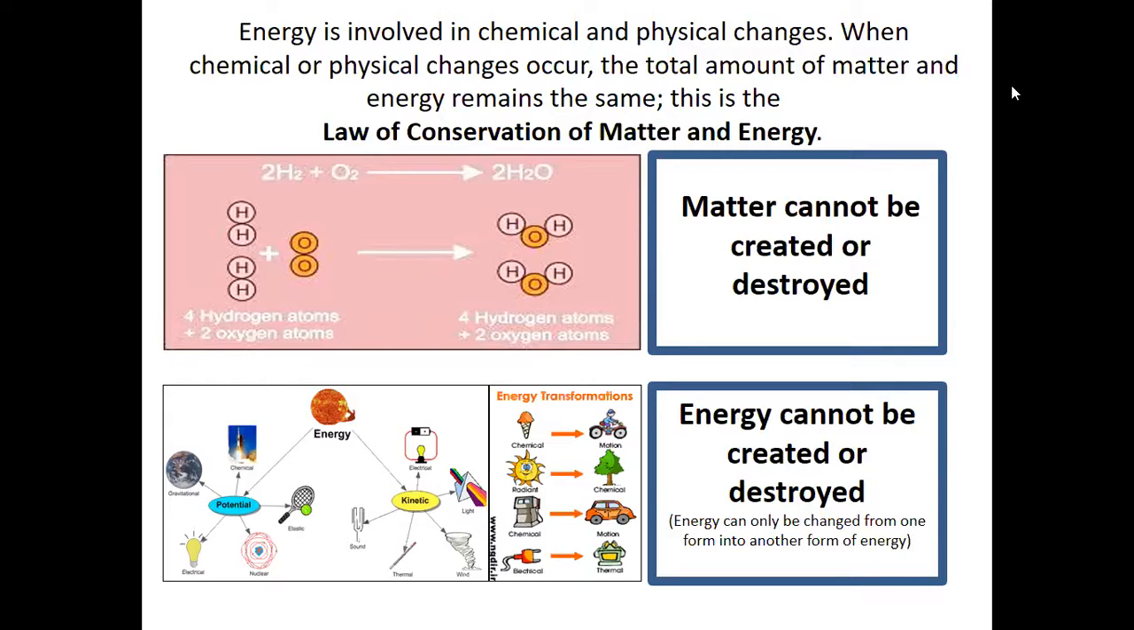A total of four hydrogen atoms on this side and two oxygen atoms. And when we recombine to make water, we still have four hydrogen atoms and two oxygen atoms, which are being recombined to form water molecules, two hydrogens and an oxygen in each molecule. So we neither created nor destroyed any of the atoms that were necessary to make water.